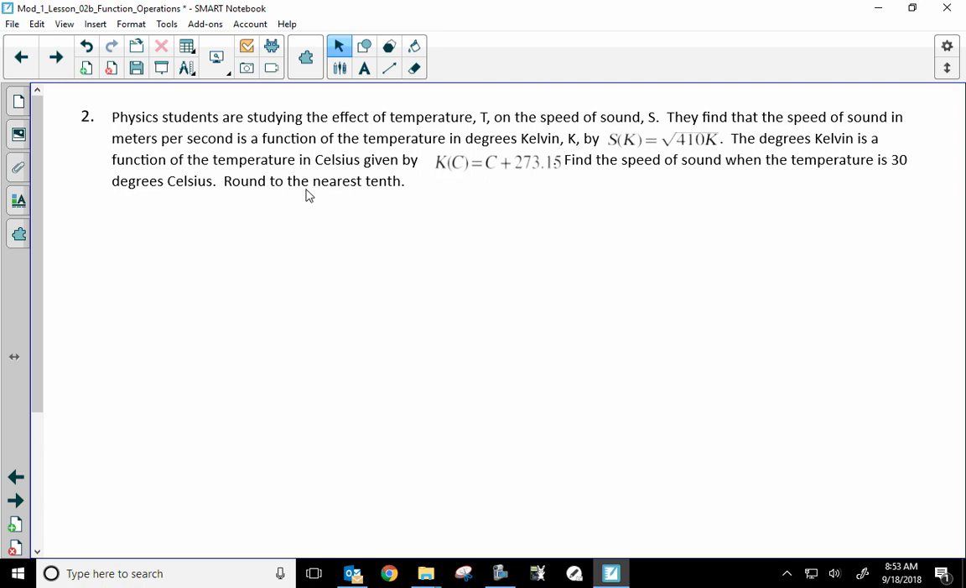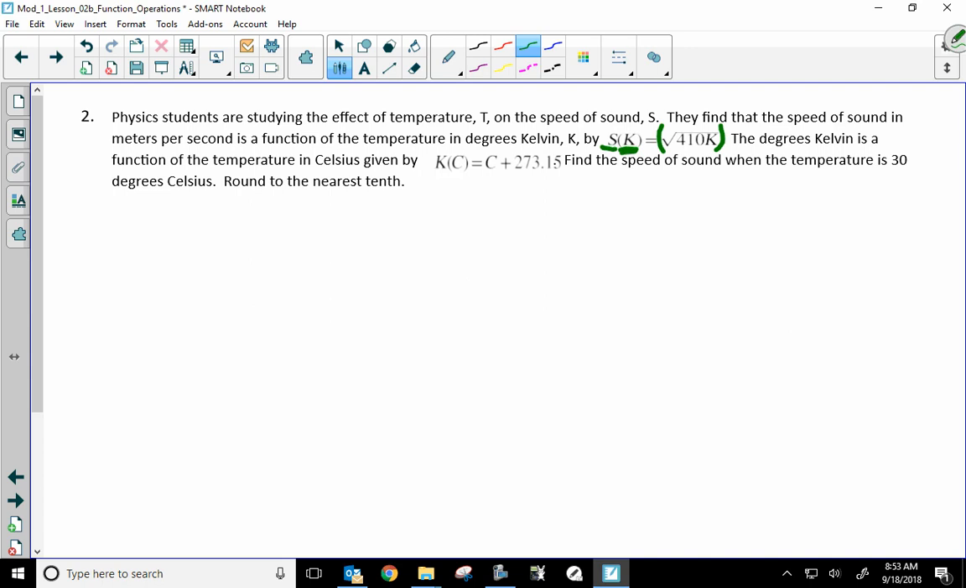Physics students are studying the effects of temperature, which we will call T, on the speed of sound, which we call S. They find that the speed of sound in meters per second is a function of temperature in degrees Kelvin. So I can find speed if I know Kelvin. This is telling me I can find speed if I have Kelvin, and I use the square root of 410 times whatever temperature Kelvin I have.